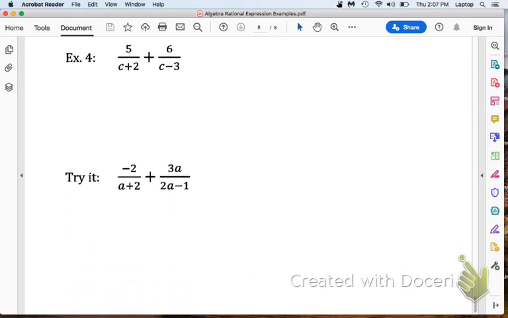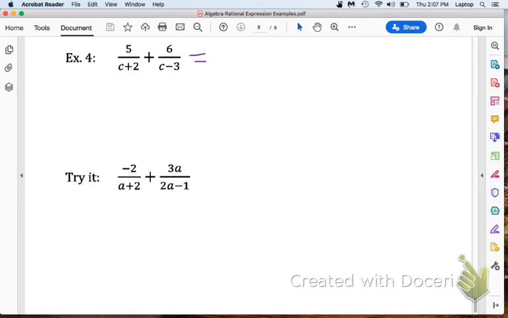All right. So this will work the same thing. You'll go through the same process if you're doing subtraction and you need to get a common denominator. The main thing is to rewrite each of those fractions with the common denominator. So now we're looking to see what is the common denominator between c plus 2 and c minus 3. More often than not, it's going to be to multiply them together. So the common denominator would be c plus 2 times c minus 3.